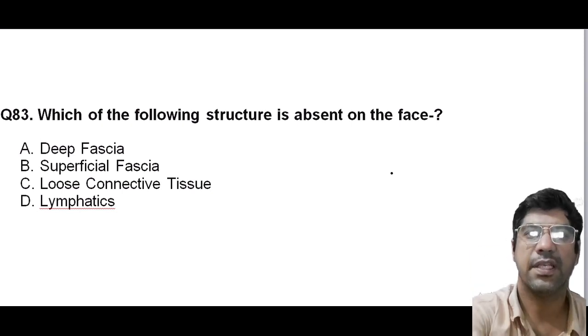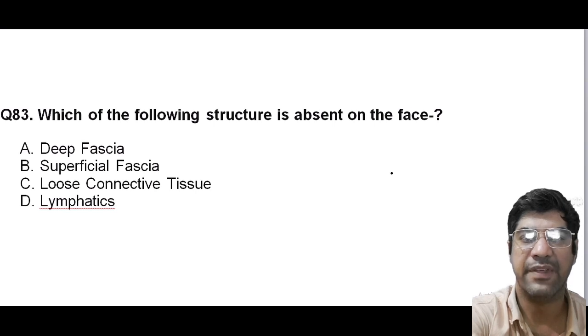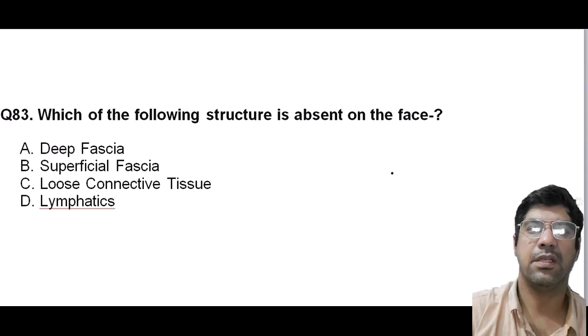Which of the following structures is absent on the face? It's the deep fascia. Deep fascia is generally absent over the face.